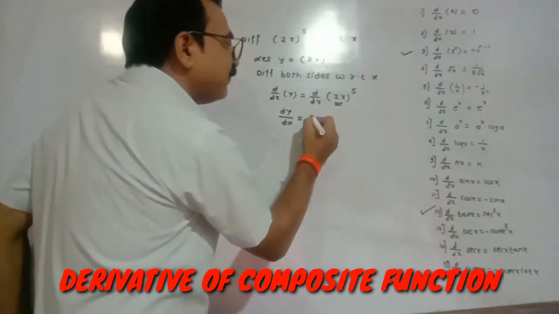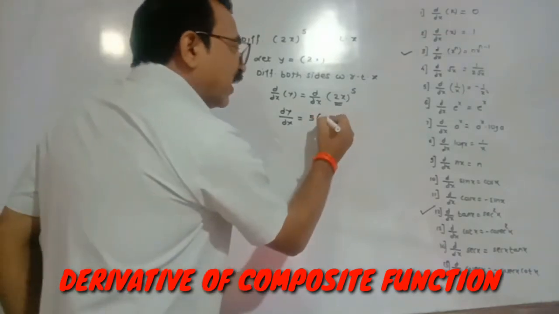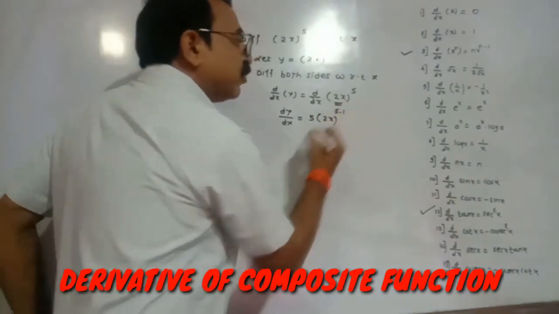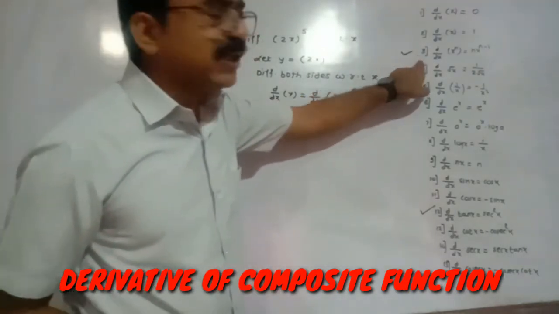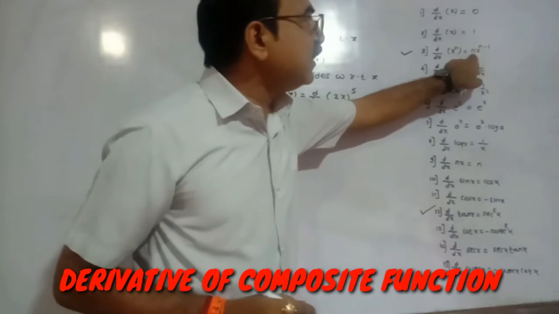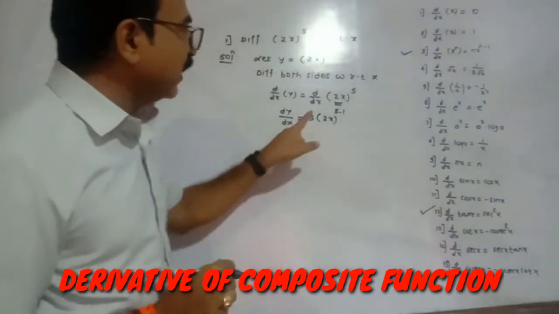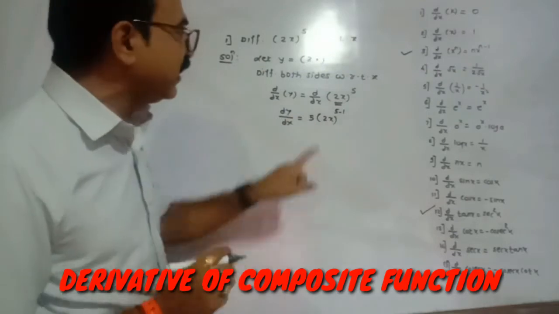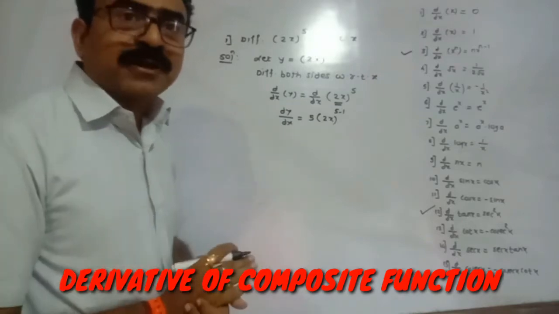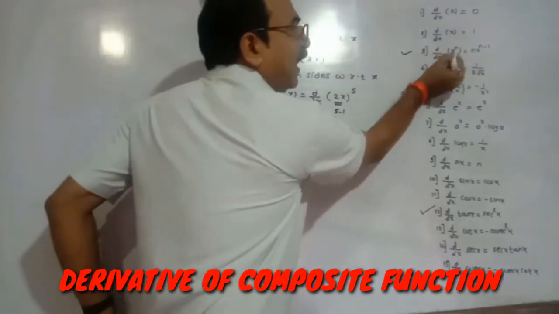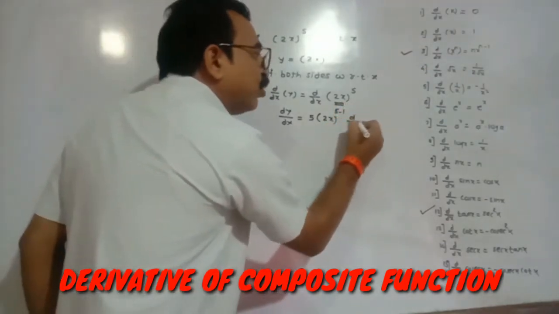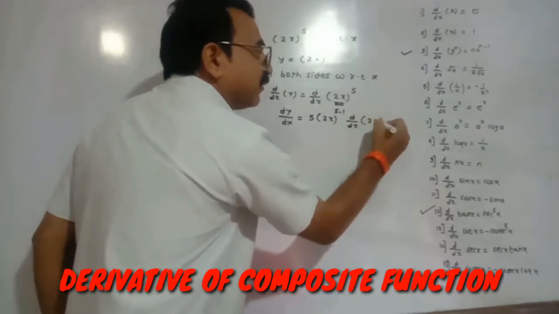Okay? So what is the derivative of 2x raised to power 5? Take this power as a coefficient, means 5. 2x as it is. Reduce this power by 1, means 5 minus 1. Similarly, the derivative of 2x raised to power 5 is 5 into 2x raised to power 5 minus 1. But in case of composite function, if in place of x any term is given, okay, so write down into derivative of that term, means bracket.